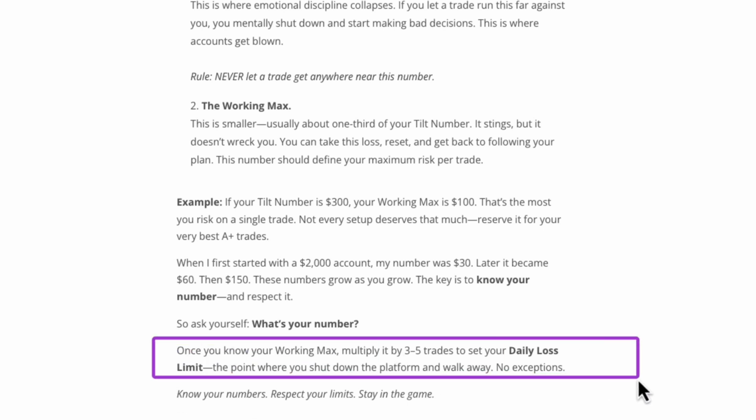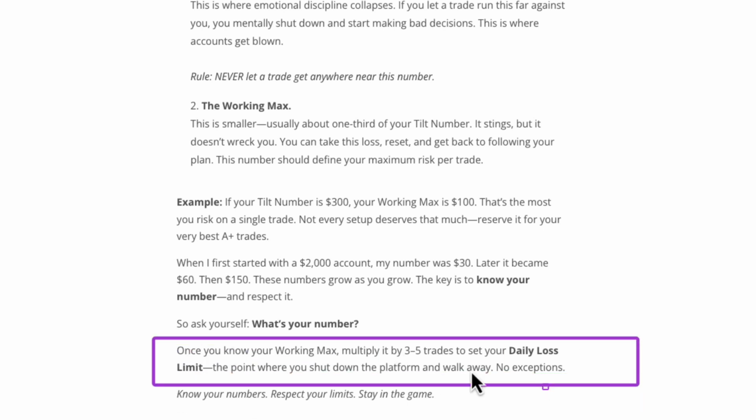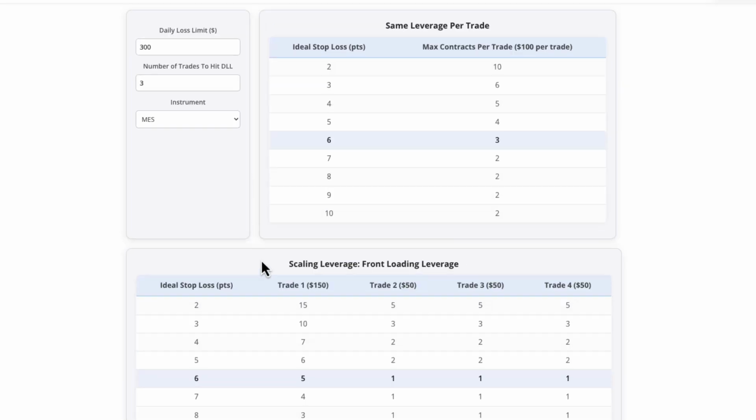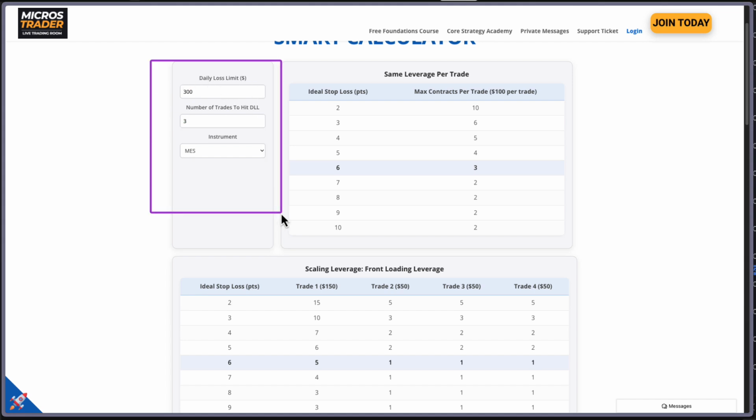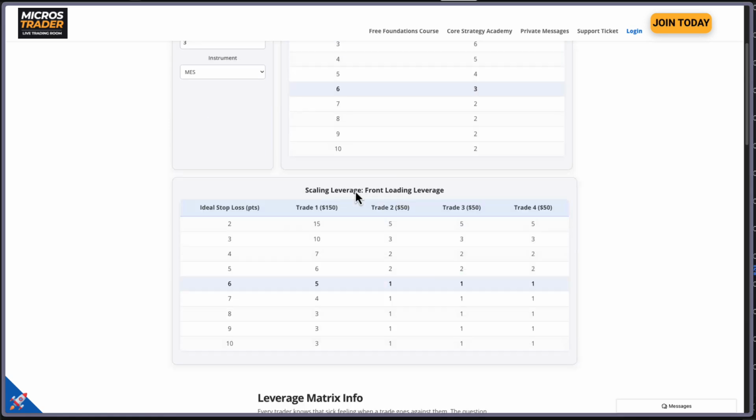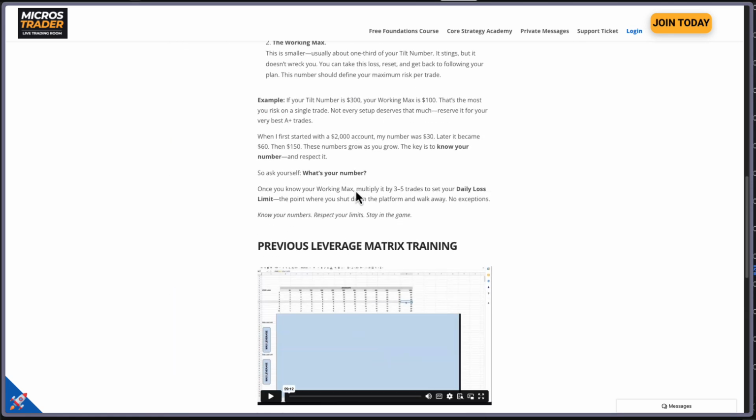Know your working max, multiply it by 3 to 5 trades, and this is your daily loss limit, okay? If you're a 3 trades and I'm out guy, well, it's real simple. If your working max number is 100 and you're going to do 3 trades a day, you know $300 is your daily loss limit. That's the number you use here, $300. How many trades do I want to give myself? Know your numbers, respect your limits so you can stay in the game.